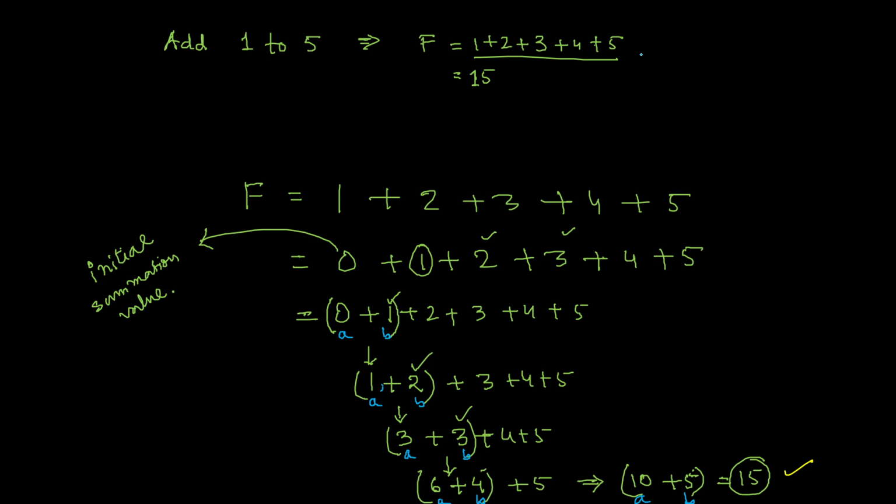So now, let's take a series. Say I want to find the summation of this equation, f equal to 1 factorial plus 2 factorial plus 3 factorial plus 4 factorial plus 5 factorial and so on, plus n factorial. The value of n will be given by the user.